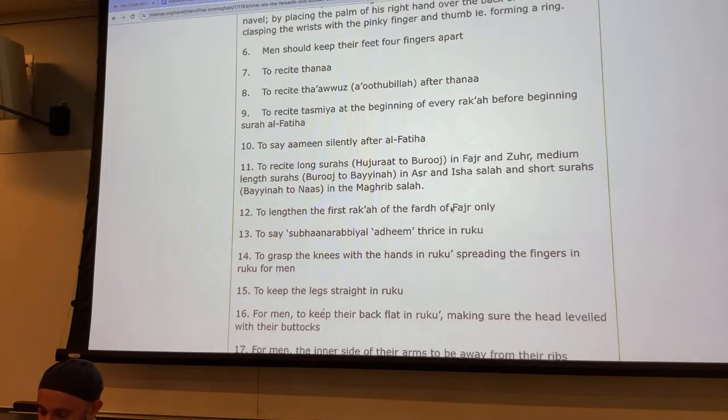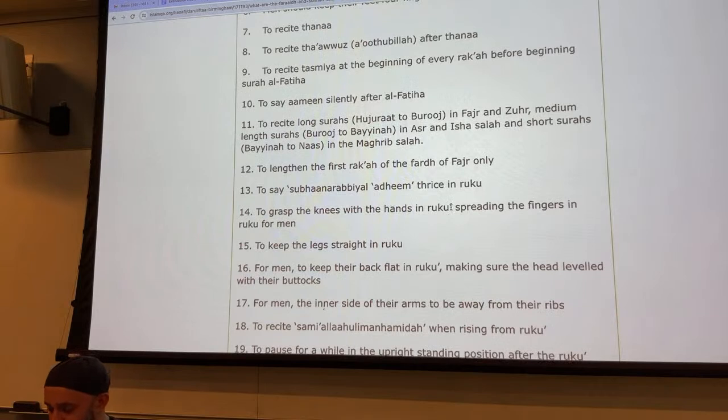Number 11, to recite long chapters of the Quran in the Fajr and Dhuhr prayer, medium-length chapters in Asr and Isha, and short chapters in Maghrib, right? There are different reasons for this also, and this is just a recommendation. But when they're teaching you to lead the prayer, for example, you want to think: you're waking up in your house, and Fajr is at 4 o'clock in the morning in the middle of the summer. Everybody's not in the first row of prayer right at 4 a.m.